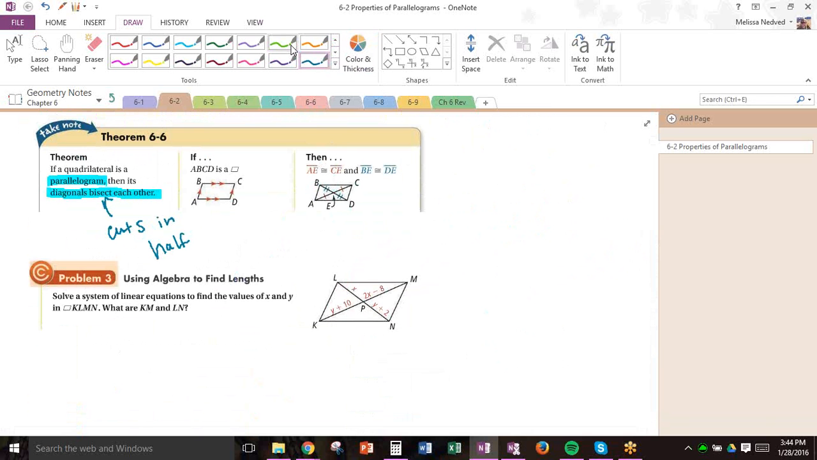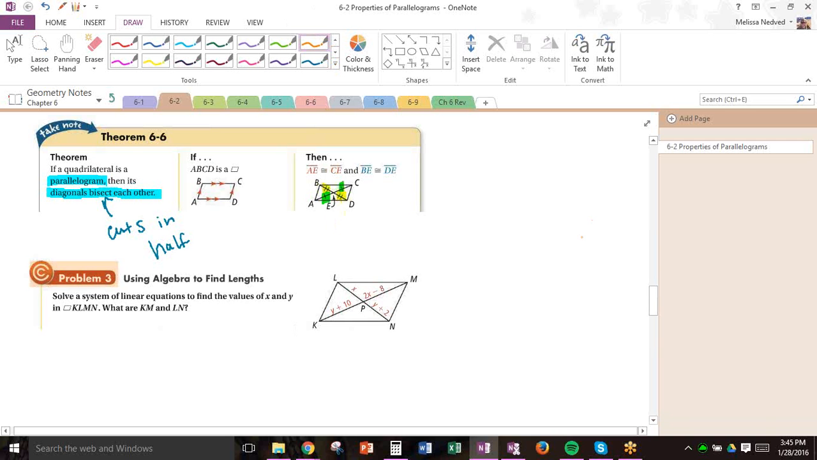Now, pay close attention here. Notice the markings here. BE has 2 congruent markings. ED has 2 congruent markings. Those 2 are congruent. They are not congruent to AE and EC. So we're bisecting the diagonal, but we're not making 4 congruent segments. We're making 2 pairs of 2 congruent segments. So just kind of keep that in mind, that we're not making all congruent segments. Just the diagonal itself gets bisected.